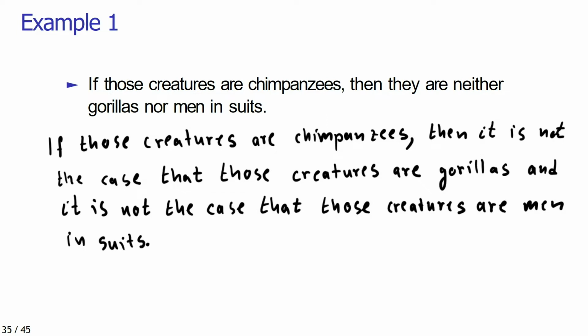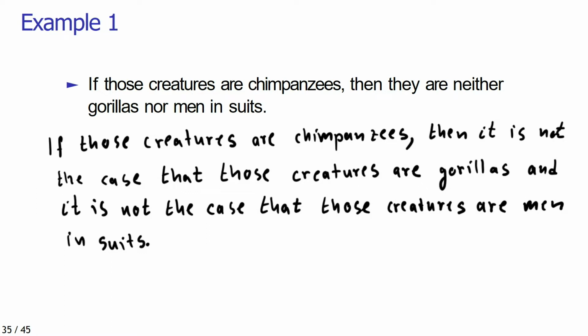Now, this paraphrase sounds a little clumsy. In ordinary life, we wouldn't use this sentence to tell other people about facts out there. However, it is useful because it helps us to make the truth conditions of our original sentence transparent.